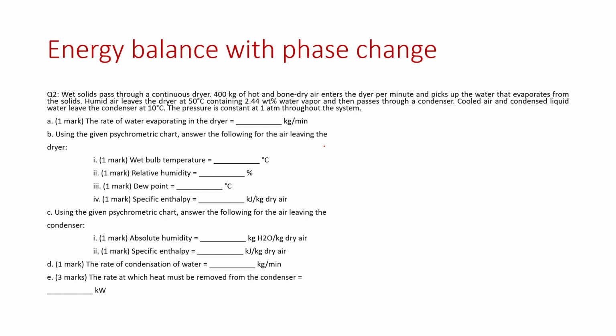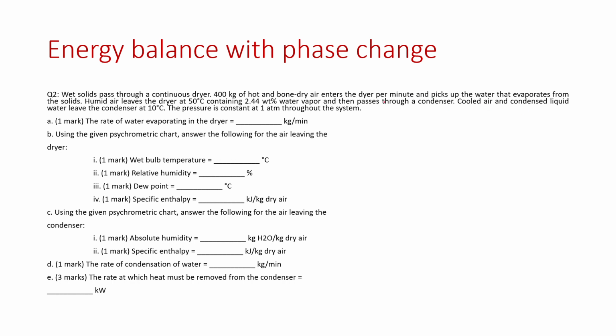Okay, let's move on to the next problem. This problem is on energy balance with phase change. Question number 2. When solids pass through a continuous dryer, 400 kg of hot and bone dry air enters the dryer per minute and picks up the water that evaporates from the solids. So air enters the dryer, dry, at 400 kg per minute rate. It picks up the water that evaporates from the solid.